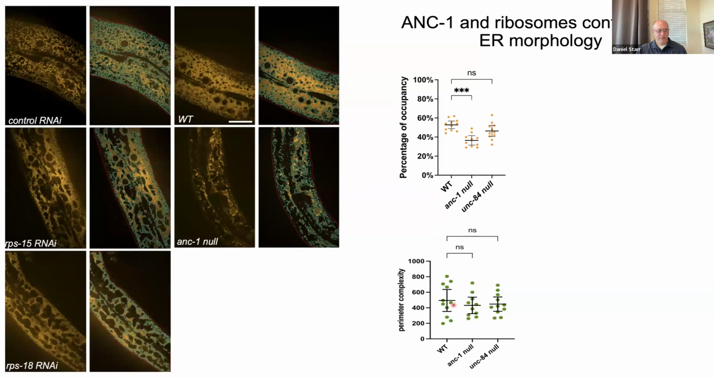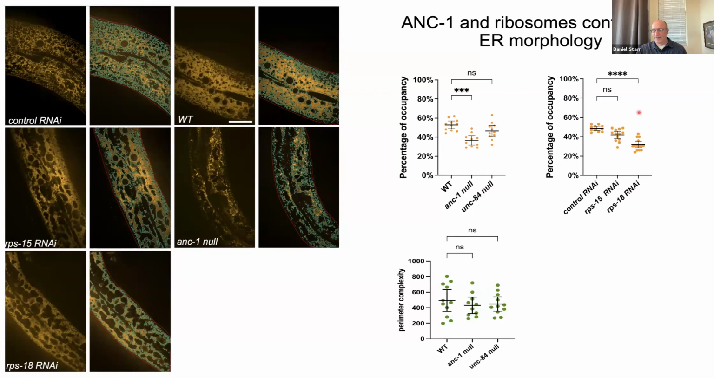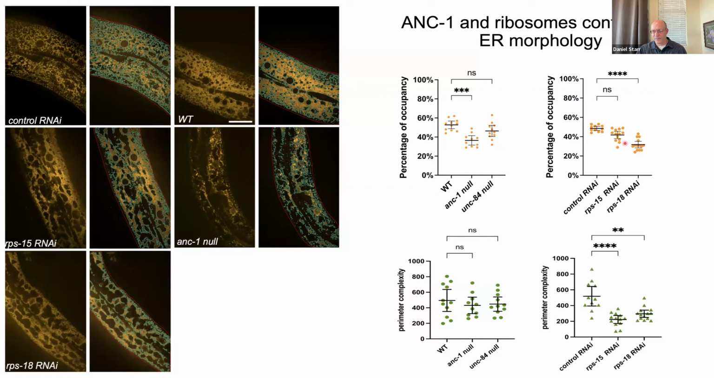Right. When we look at ribosome knockdowns, you can see right away there are these large holes in the ER when we knock down the ribosomes. And if we look at occupancy, there's a slight decrease of occupancy, but there's an even more significant decrease in complexity.